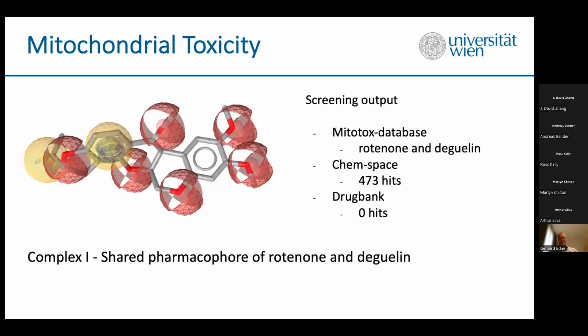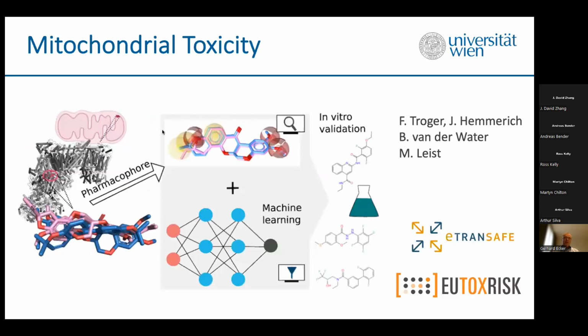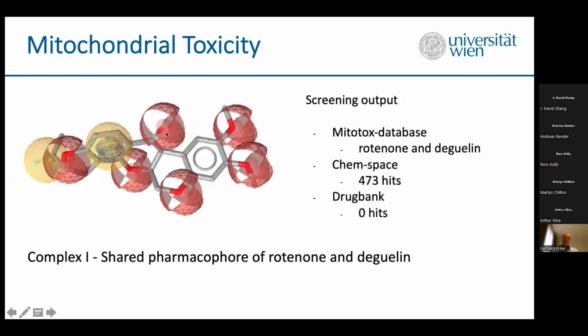Also, when you screen ChemSpace, which is a very large library, you only get 470 hits, which is not what you would expect when you do a pharmacophore-based screening. So when the pharmacophore model is too specific, you make it a bit less specific by deleting some of the features. We deleted these three hydrogen bond acceptors to make the model less specific for rotenone and deguelin, because otherwise I could just do a chemical similarity screen for rotenone.